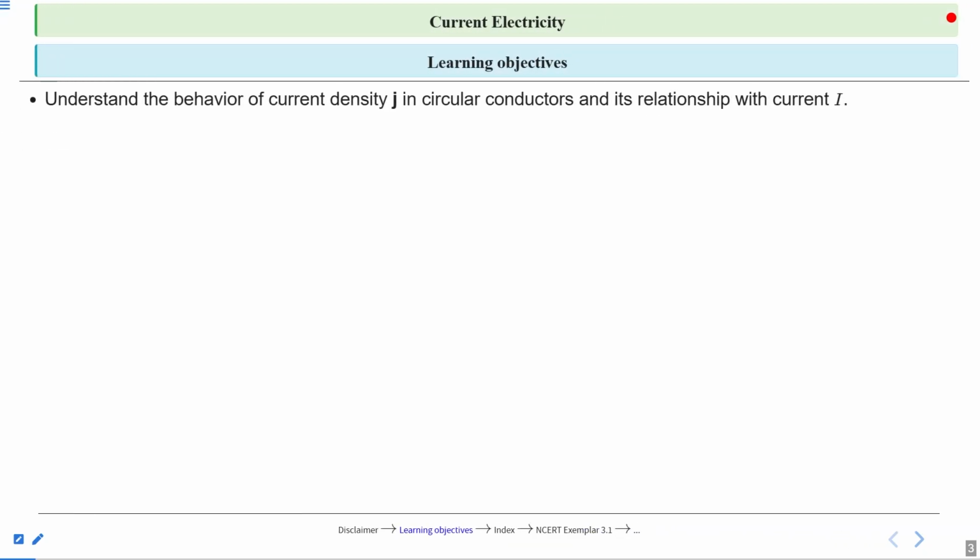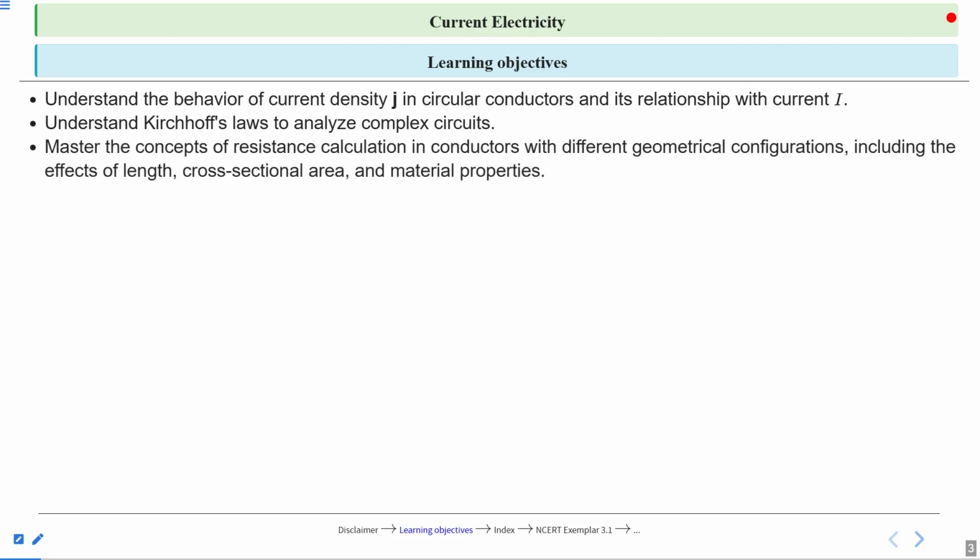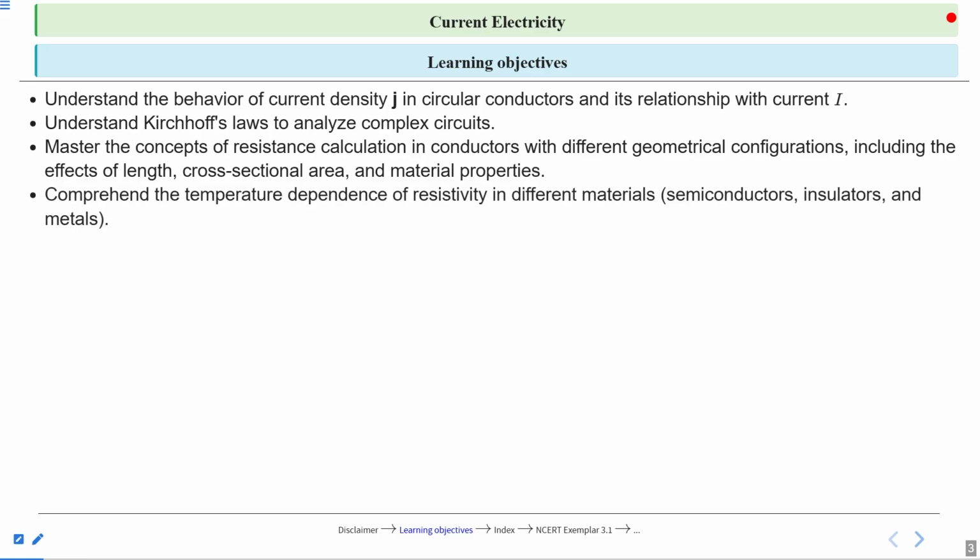Learning objectives that we are going to learn from today's lecture. You are going to understand the behavior of current density J in circular conductors and its relationship with current I. You are going to understand Kirchhoff's laws to analyze complex circuits. You are going to master the concepts of resistance calculations in conductors with different geometrical configurations, including the effects of length, cross-sectional area, and material properties. And comprehend the temperature dependence of resistivity in different materials, semiconductors, insulators, and metals.